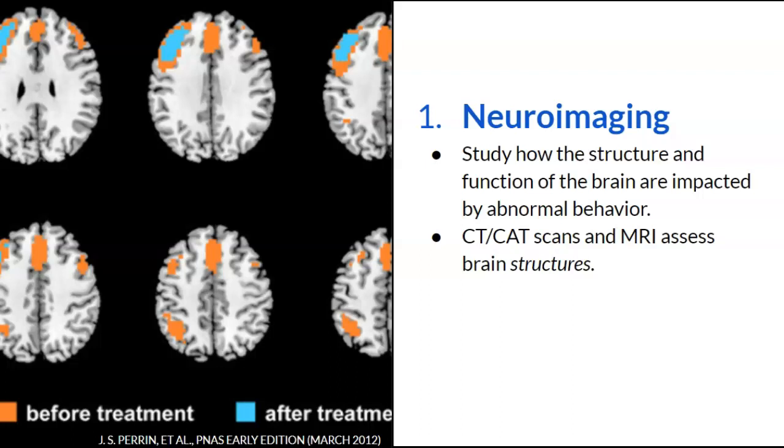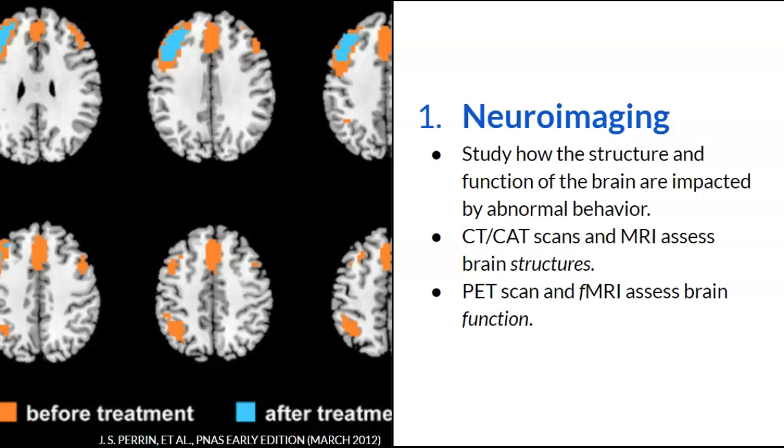The second type of imaging is PET scans and fMRI. The F in fMRI stands for function. In other words, these techniques assess brain function, or how certain parts of the brain are actively working. For example, an fMRI measures the increases in blood flow that are associated with increases in neural activity in a certain area of the brain.